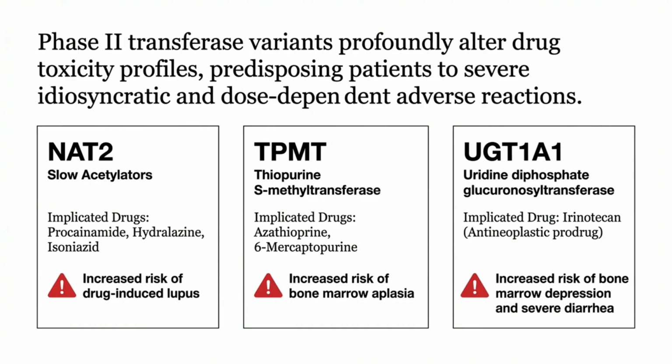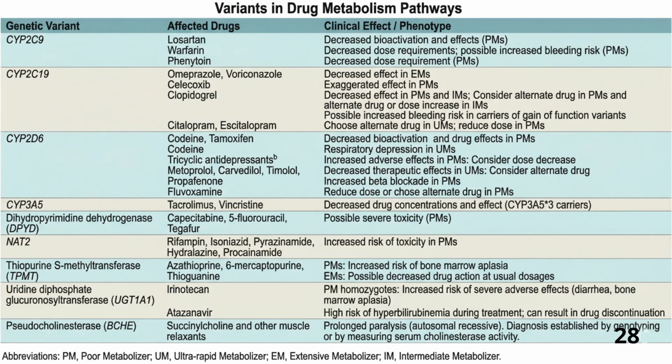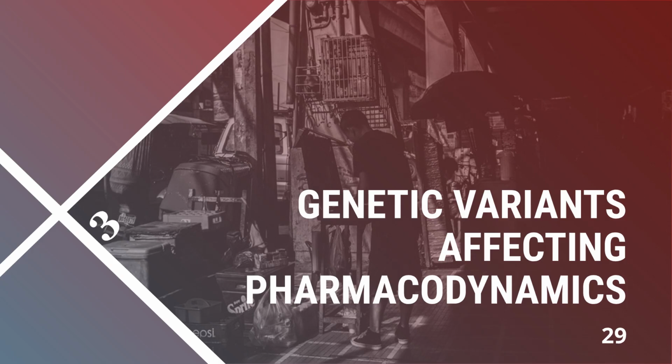For TPMT, dose reduction of thiopurines is recommended for intermediate metabolizers and alternative non-thiopurine therapy for poor metabolizers to prevent severe bone marrow suppression. This concludes our section on genetic variants affecting pharmacokinetics, covering both Phase 1 and Phase 2 metabolism. We will now explore genetic variants affecting pharmacodynamics.